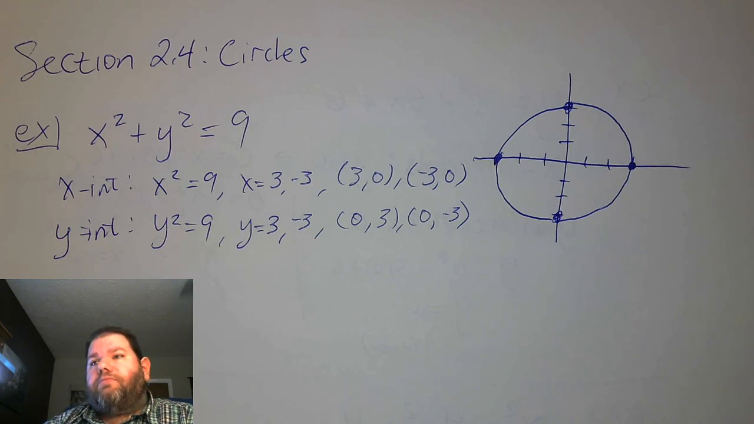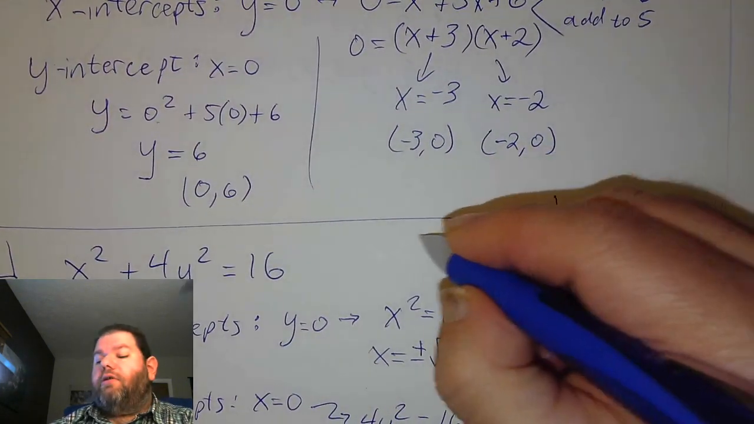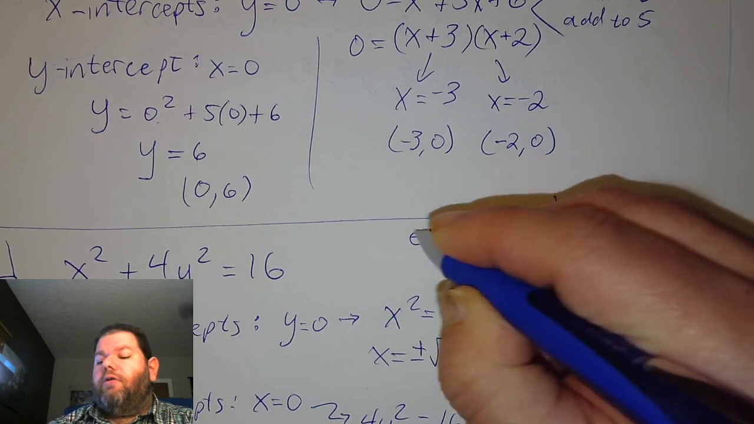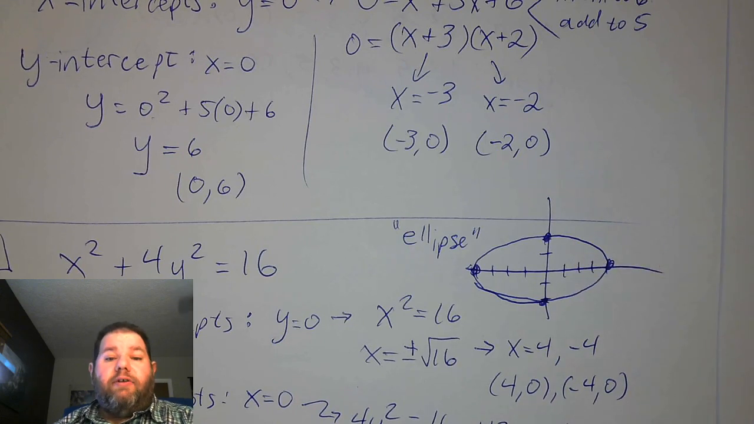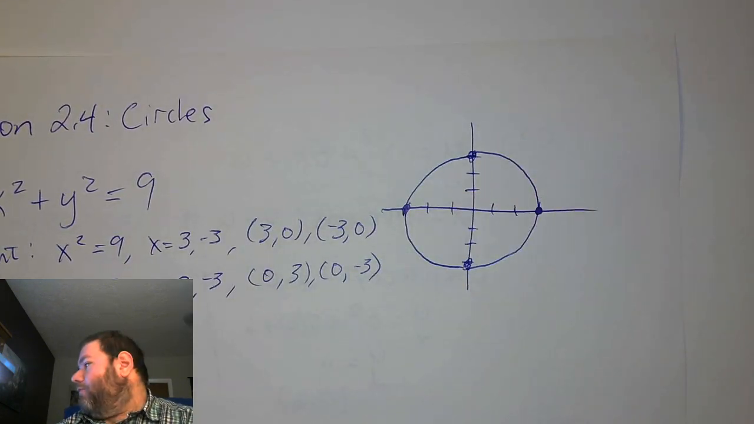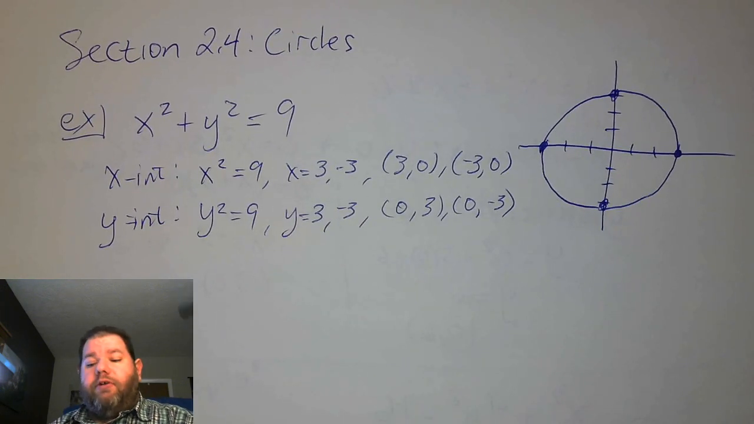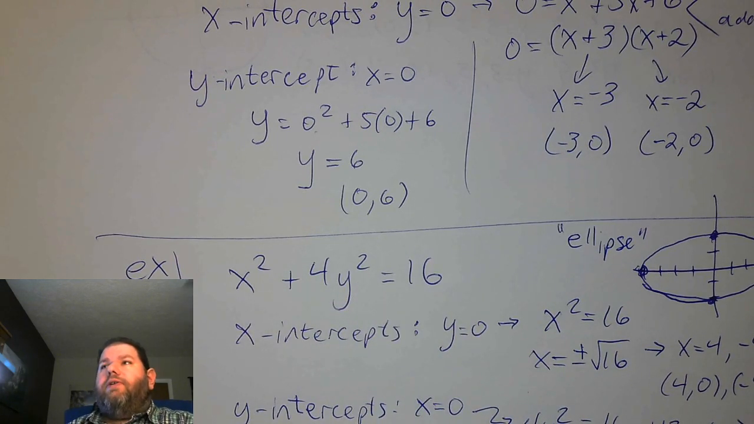Now, we can already see the difference between a circle and an ellipse, because if we look at our ellipse again, we notice that it was actually wider than it was tall. And that doesn't make a circle. A circle has to be equal in height and width, basically. So if we look at those two equations, where for the circle we had x squared plus y squared equals 9, and for the ellipse we had x squared plus 4y squared equals 16, what is the contributing factor in this ellipse that makes it not circular?